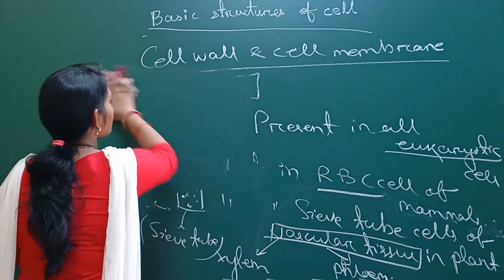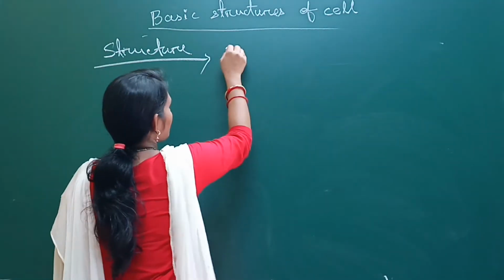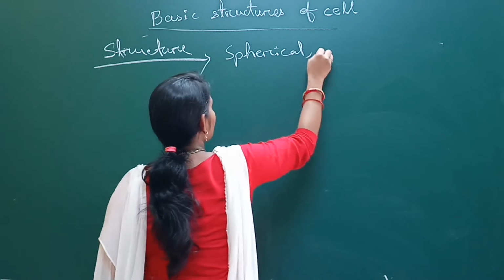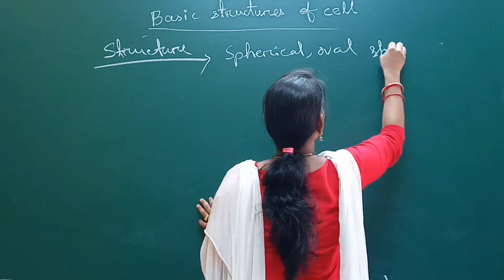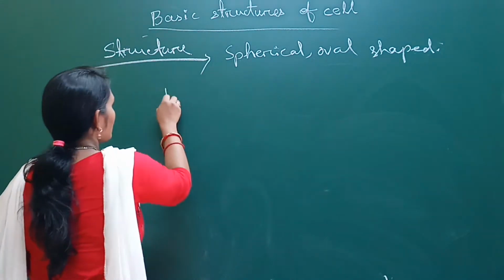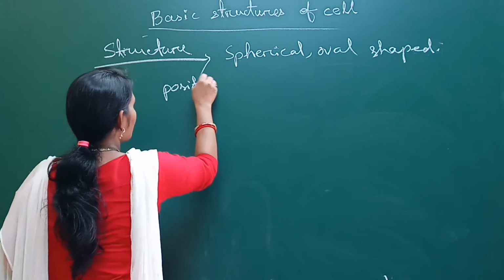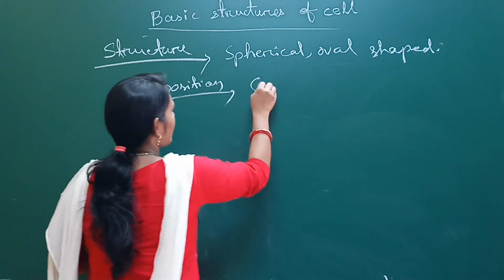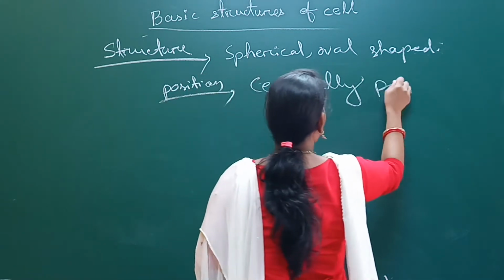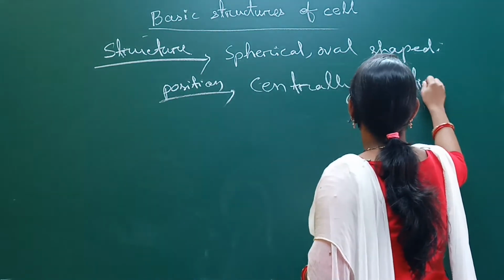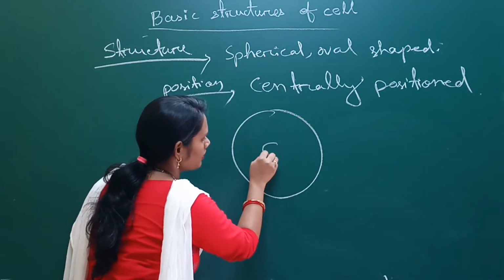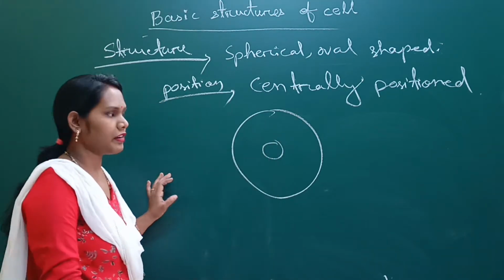Next, come to its structure. The nucleus may be spherical or oval shaped in the cell. As for its position, it is normally centrally positioned, present in the center of the cell. In animal cells, the nucleus is present in the center position.